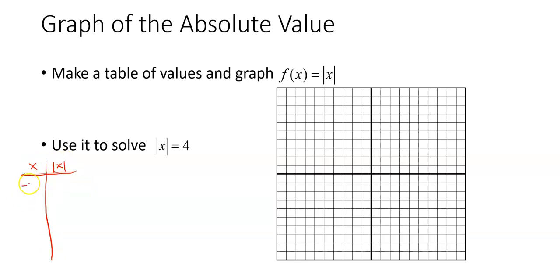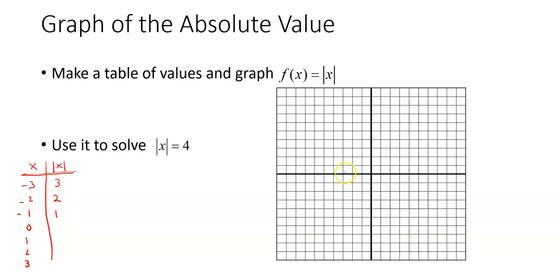We'll put a couple of negatives, 0, and a couple of positives. Nice and easy. The absolute value of negative 3 is 3. The absolute value of negative 2 is 2. The absolute value of negative 1 is 1. So far, it looks pretty easy, right?